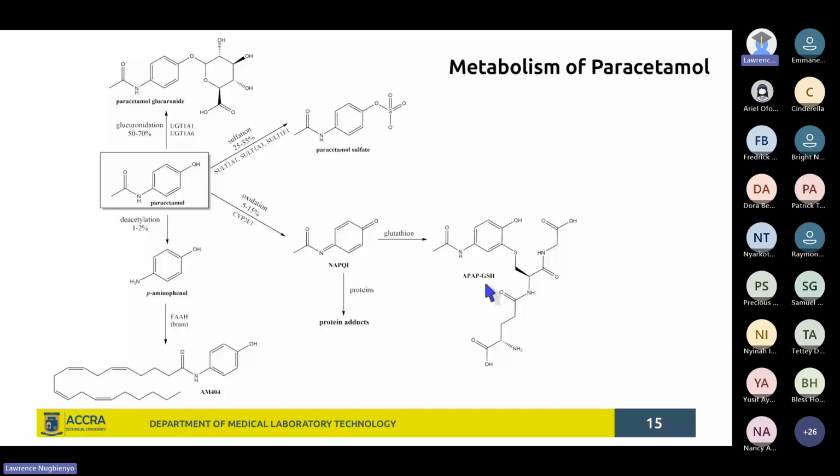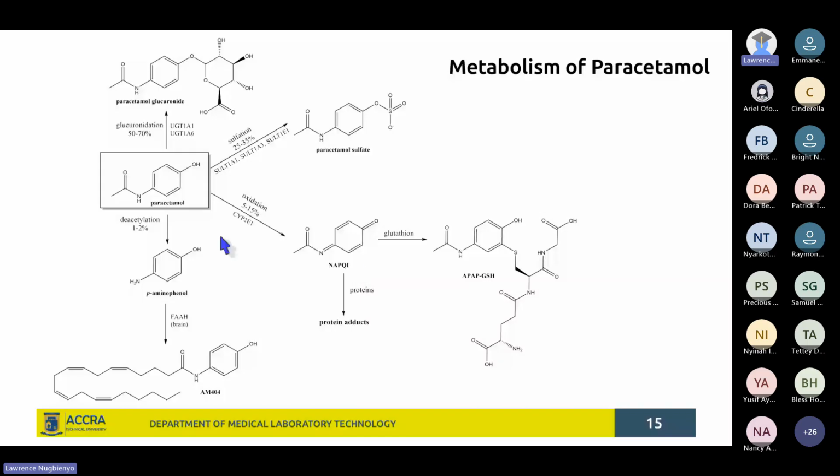So what will happen is that this toxic metabolite begins to bind to proteins, forming what we refer to as protein adducts, and that can result in inflammation in the liver and in other organs. In fact, in very high dosages, this can result in fatality. So paracetamol overdosage can result in paracetamol toxicity.